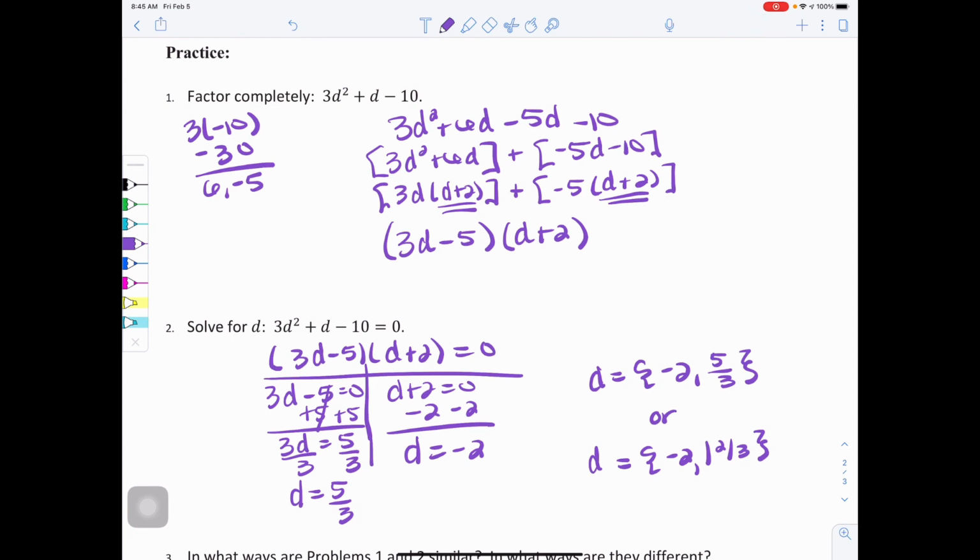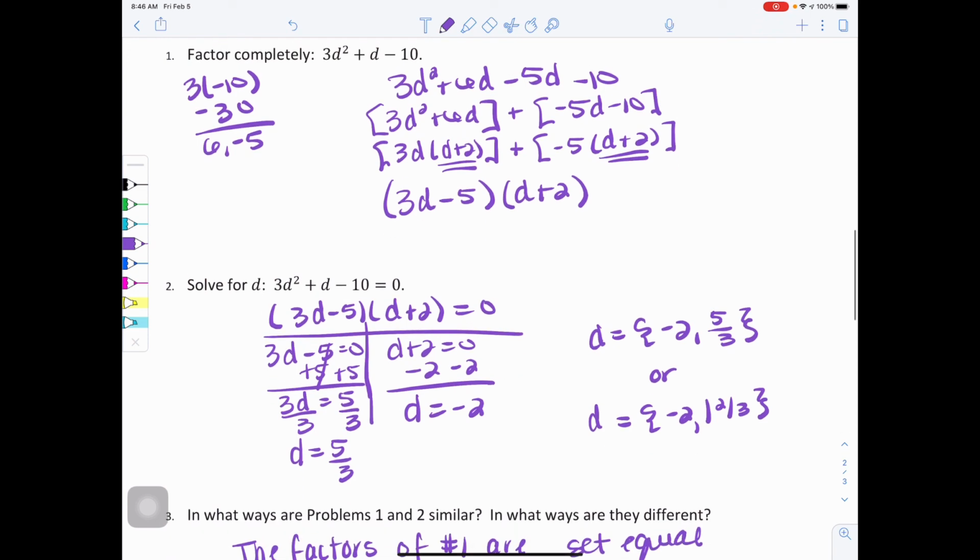I grouped the first 2 together and the last 2 together. Then I factored out the GCF in each of those. And then the common factor of d plus 2 jumped out, and I know it's 3d minus 5 times d plus 2. Now, all I did in number 2 was add equals 0 to now make it an equation, not an expression. And it's the same exact one from up top, so you can use your factoring that you already did. You're going to set it equal to 0, therefore setting each piece equal to 0. You should get d equals negative 2 and 5/3 or 1 and 2/3.